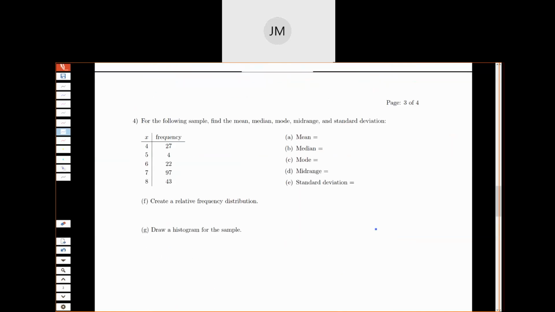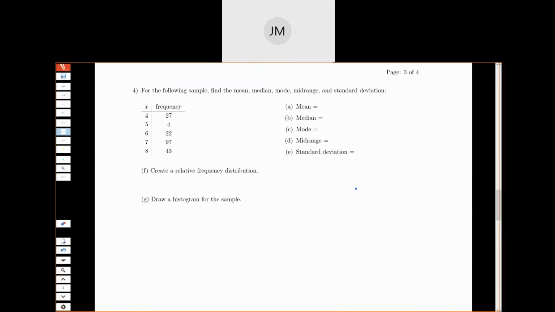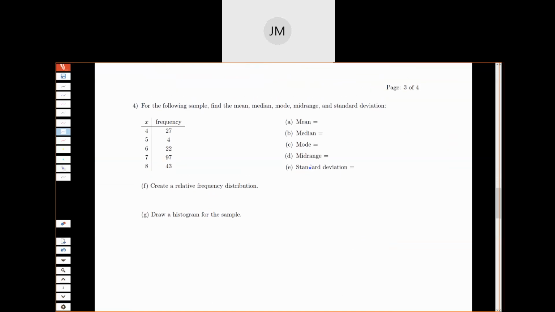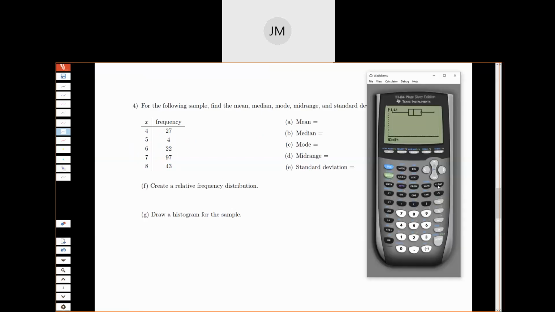Okay, let's look at another example. This one is different. There's no context here, which is strange, but we're just going to do a quick computation problem. Here, our data is repeated data, right? So I'm already given a frequency distribution. I can see I have lots of 4s, lots of 5s, lots of 6s, lots of 7s, lots of 8s. The way that I would enter this into my calculator, go to Stat, Edit. I'm going to clear out this old list. I'm going to enter my data into list L1, right? So 4, 5, 6, 7, 8. And then I'm going to enter the frequencies into L2.